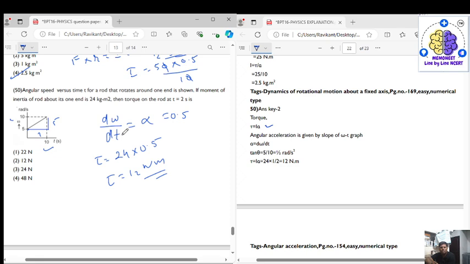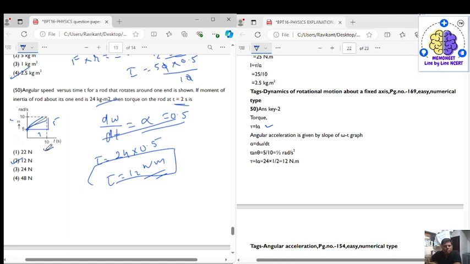The basic concept behind this question was that the slope of the omega-t graph gives you alpha. Once you have alpha, and I is given to you, you can simply calculate torque using the formula I alpha. The t equal to 2 seconds is irrelevant because the slope is constant for all times. So the correct answer for question number 50 will be option 2.